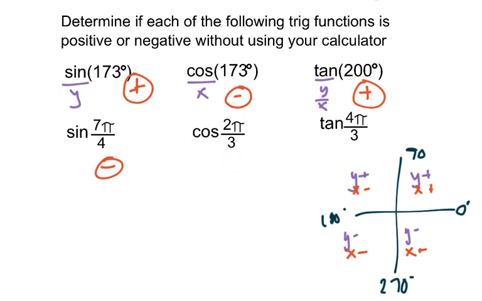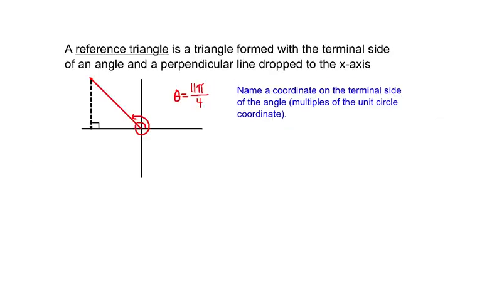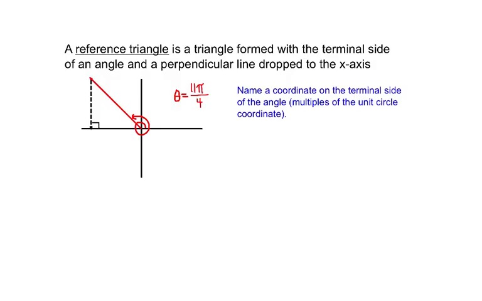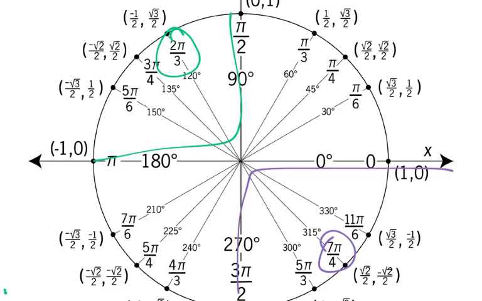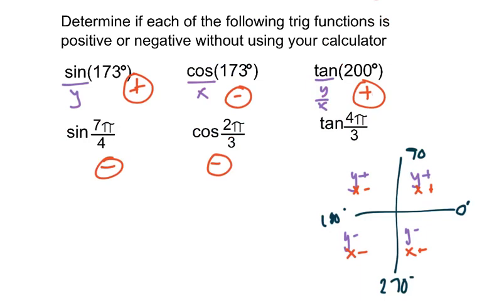Cosine is our x value, so if we find 2 pi over 3 in the unit circle, 2 pi over 3 is right here, and so we're in quadrant 2. And so in quadrant 2, we end up with an x value, or our cosine, of negative. And then the last one, 4 pi over 3. 4 pi over 3 is in this third quadrant. And so as a ratio of our y over our x, because that's what tangent makes, again, a negative over a negative will make a positive.